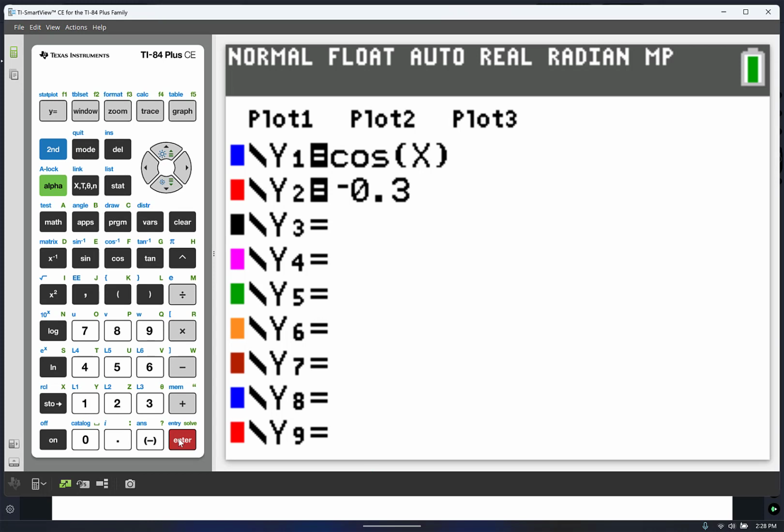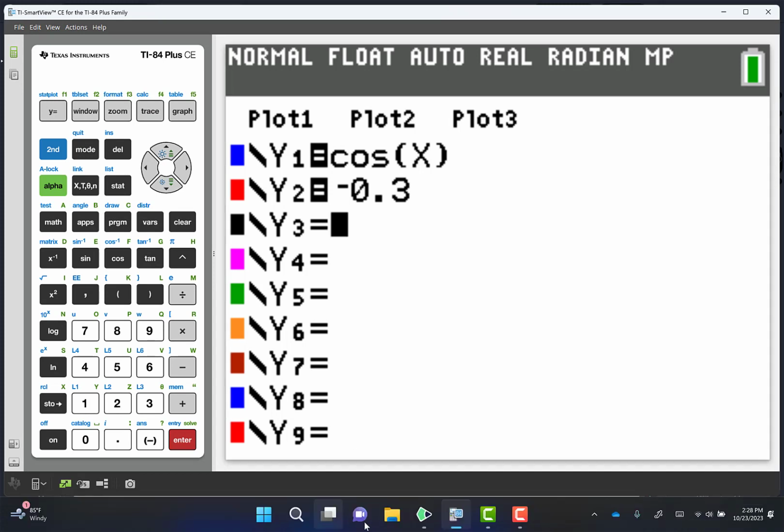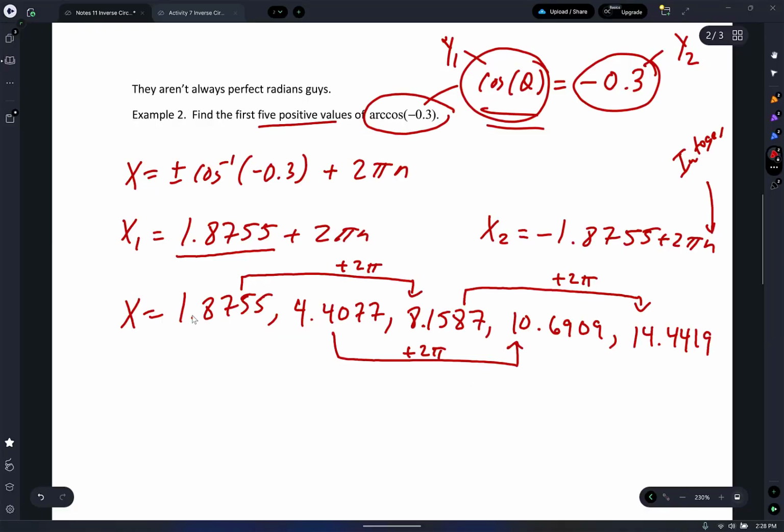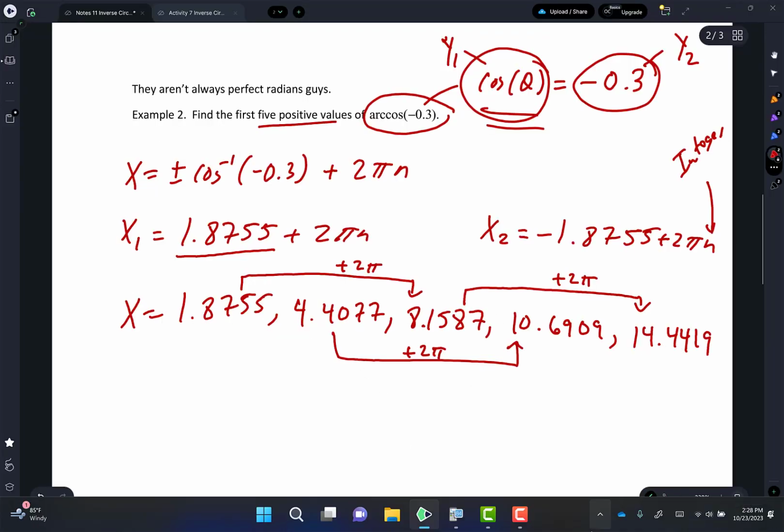Are we okay? Nothing crazy, right? All right, check it out. Before I push graph, I'm looking at my answers from 1.8 all the way to 14.49.